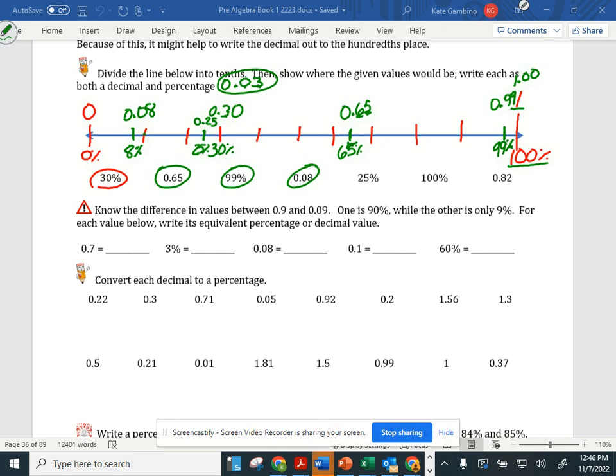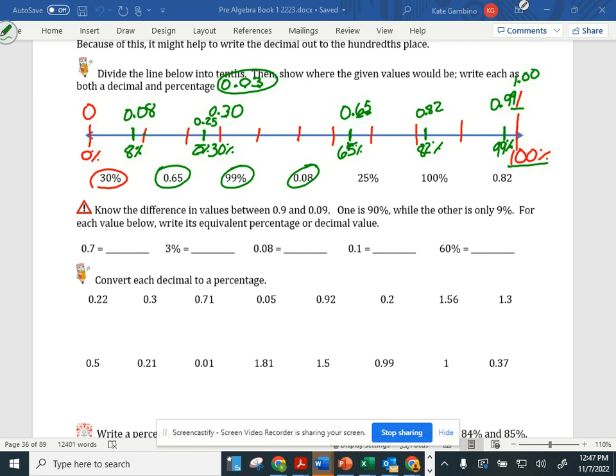And our last one is 0.82. Where would that go? 0.82. Where do you think it goes, James S? A little after the 8. Yeah, a little after the 8/10. So 0.82. And what percentage is that, Mallory? 82%. 82%.